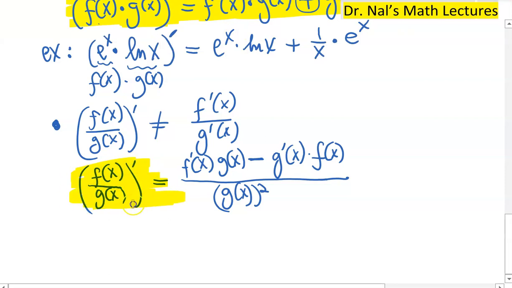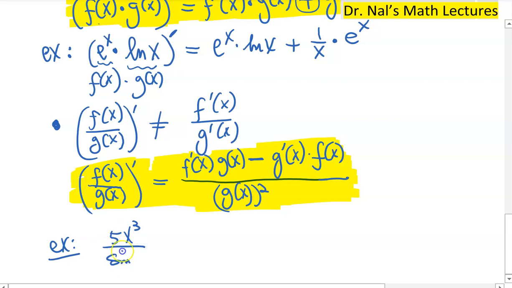So those are the most common rules that we use. Actually, this is pretty much all the rules that we use in calculus, basically, when we take derivatives. All right, so as an example, finally, let's give an example for this one. Suppose that we want to find the derivative of, say, 5x cubed divided by sine of x. We want to find the derivative of that.